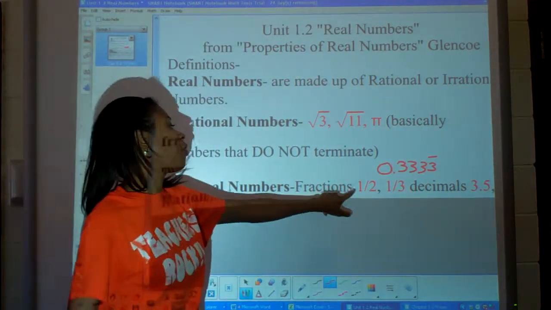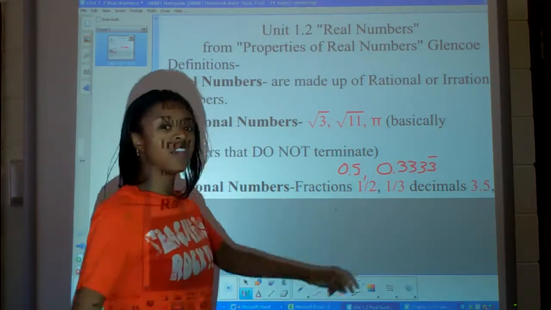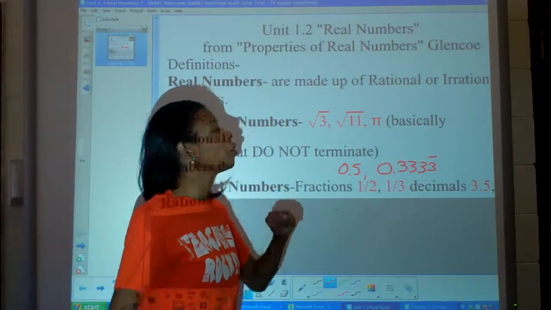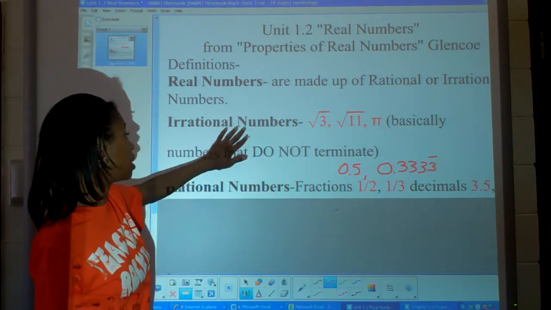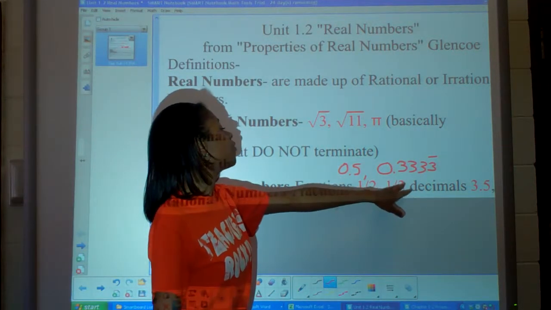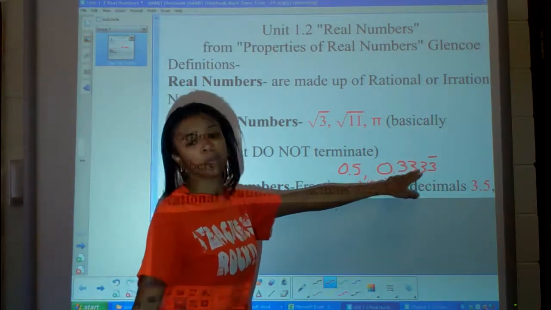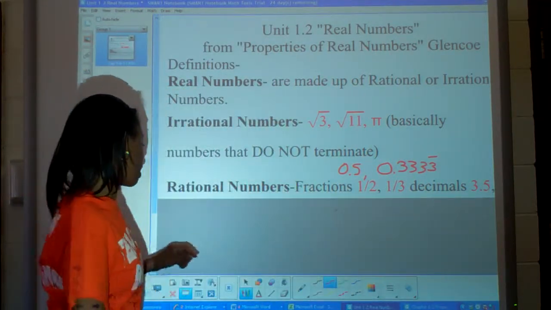So rational numbers can be fractions that end, like 1/2 or 5/10, or they can be fractions that have a repeating decimal. If it's a repeating decimal, it's rational. Remember, if it does not terminate, then it'll be irrational. Let me take that back. If it does terminate, it's going to be rational, or if it's a repeating decimal, it'll be rational. Decimals are also rational numbers.